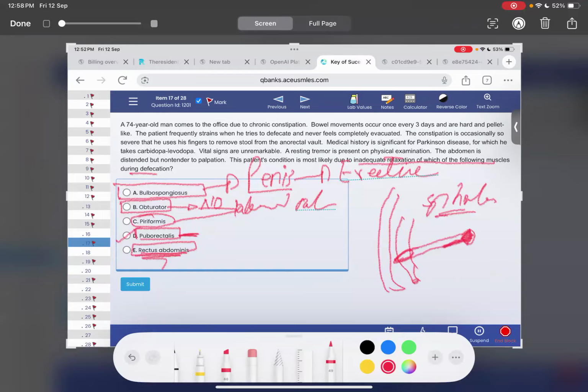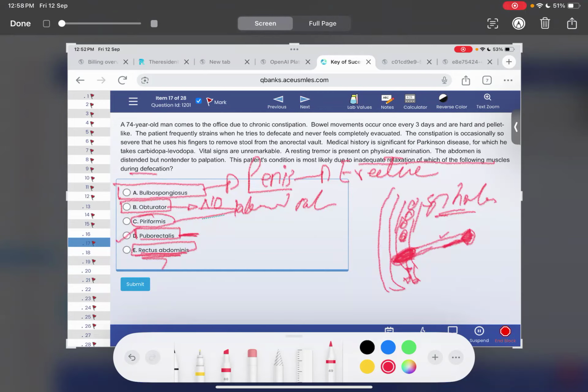When it relaxes, feces go down. When it contracts, the feces are held in the rectum. It is a skeletal muscle, so it is an external sphincter. It helps to control defecation. Have you got the point? Yes, sir. Thank you so much.